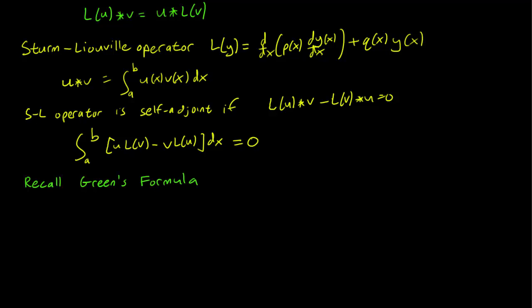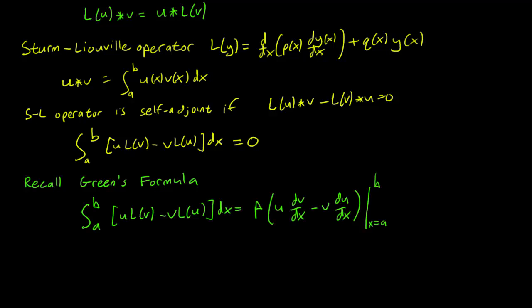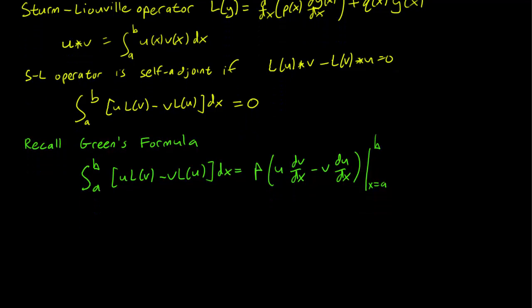Now you may remember this formula, called Green's formula, which we discussed in a previous video. And it goes like this. And remember that p, u, and v are all functions of x. So a Sturm-Liouville operator is going to be self-adjoint when Green's formula just gives you 0. So this p u dv/dx minus v du/dx term must also be 0.